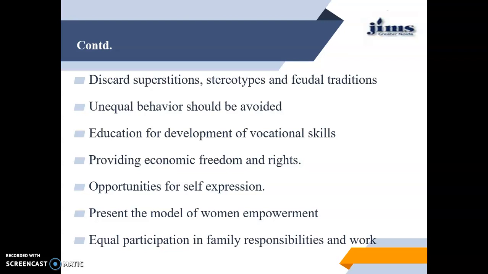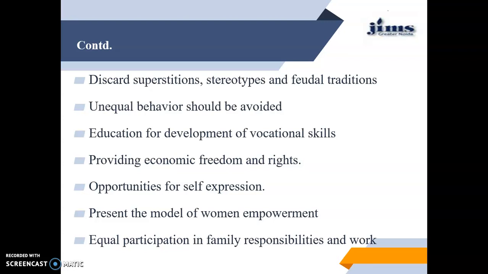They need to provide economic freedom and rights to their children, irrespective of their gender. They should give this economic freedom and the right to enjoy it to the girls as well as to the boys. They should also provide opportunities for self-expression. It is usually found in families that boys have this opportunity to express themselves, but girls are not allowed to express their views on any matter related to the family or any other field of life.